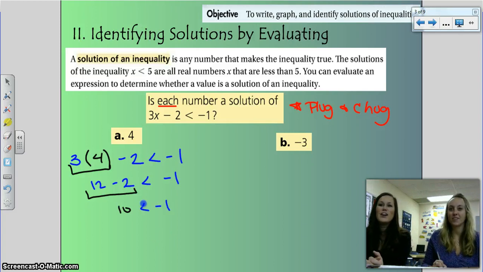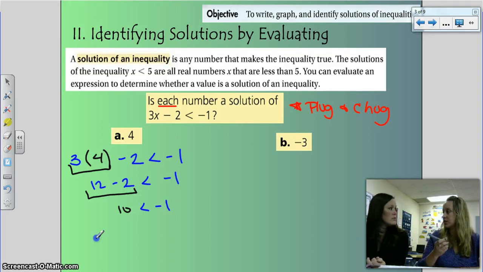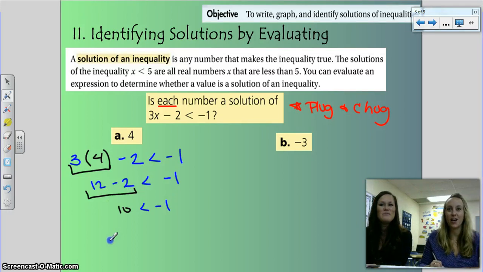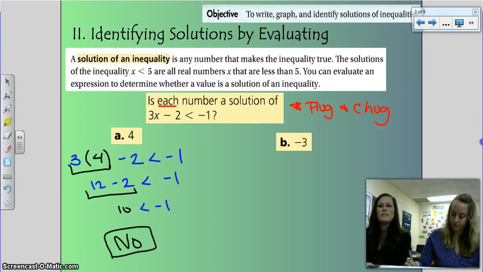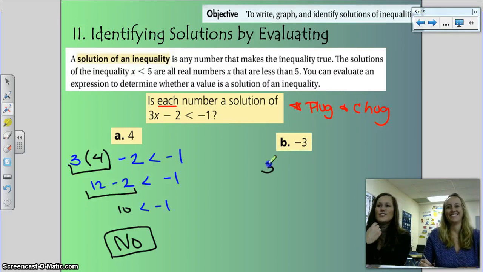Okay. So 10 is greater than negative 1. Well, no, it says less than. Oh, I get it. So, is each number a solution? This is no, because that is not a true statement. Because 10 is greater than negative 1, but the inequality says less than. So 4 is not a solution.